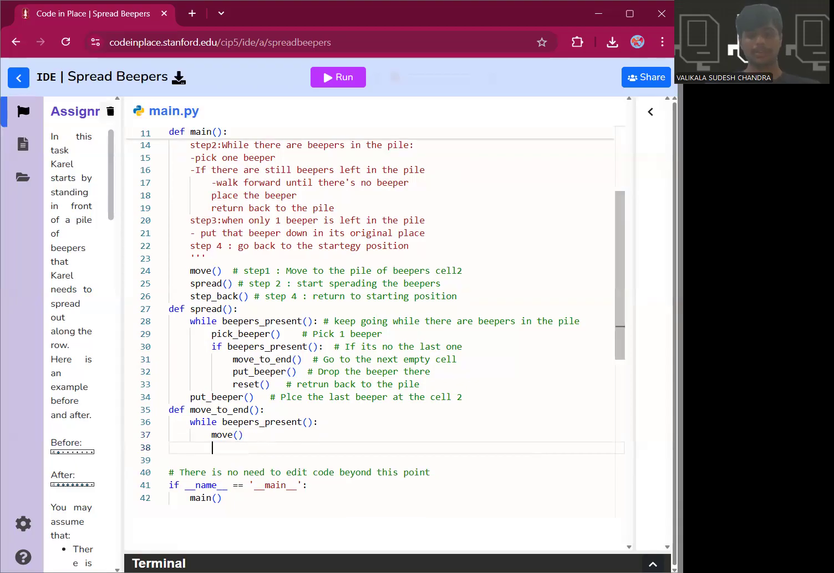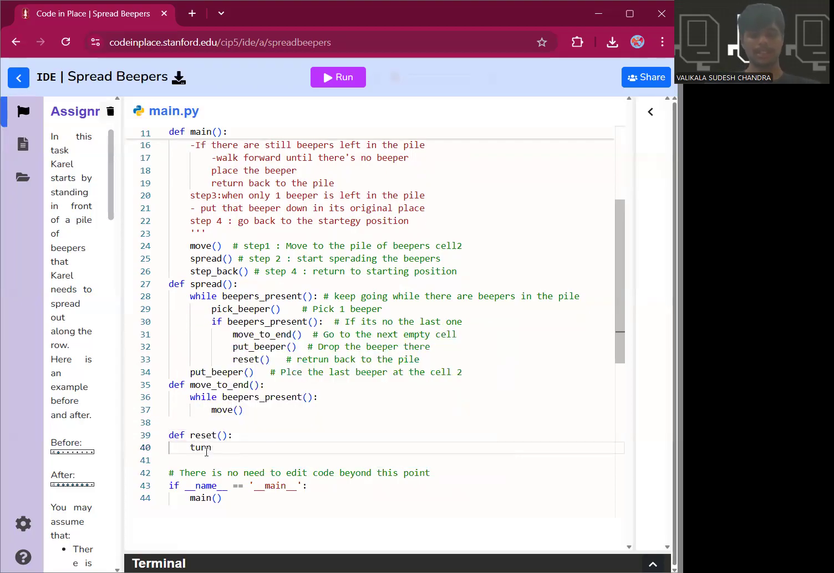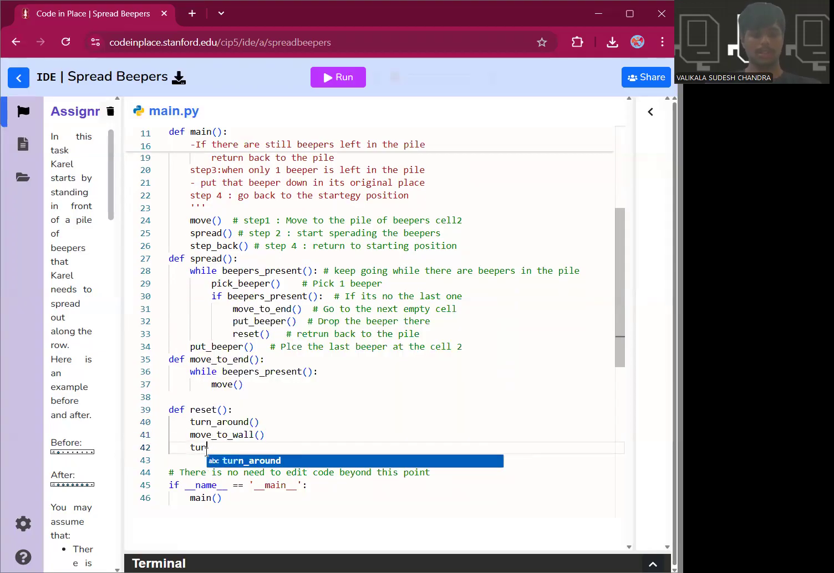There was another custom-made function that we have created. That is nothing but reset. That is coming back to the top of the file. For reset, what we are trying to do is turn around. Turn around is not a move to wall. Turn around.